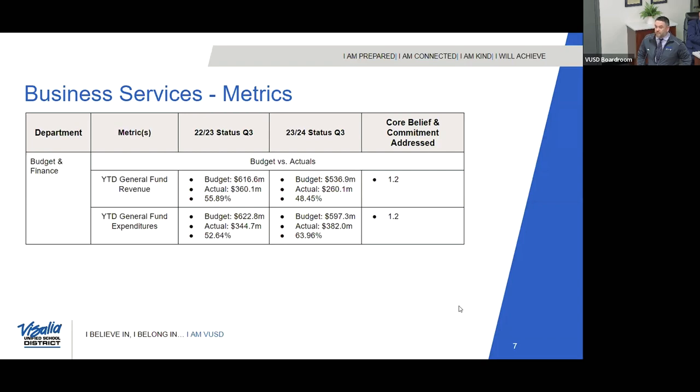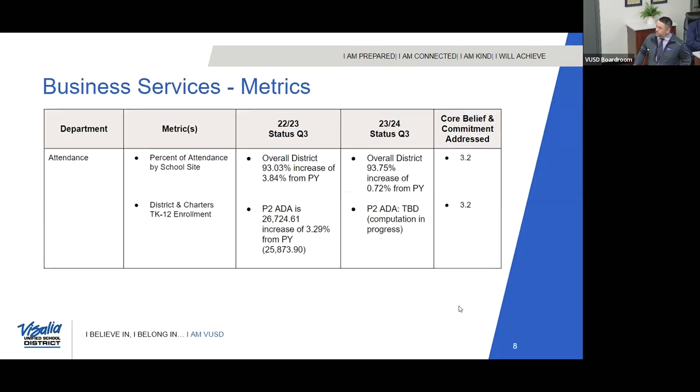One thing I did want to highlight, and we talked about this in our second interim reporting, is our budget for our revenues is less than our budget for our expenditures. The reason for that is the spending down of our one-time funds. So for the current year we still have a balanced budget, and we'll be working on balancing our budget for next year as we go through our budget development process.